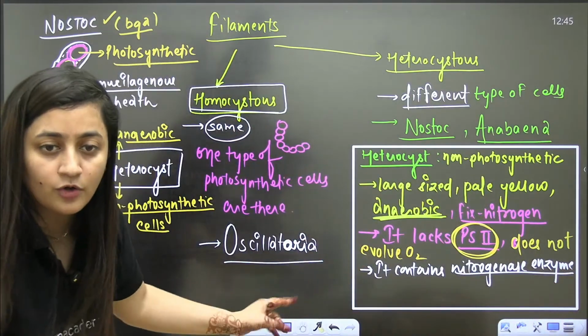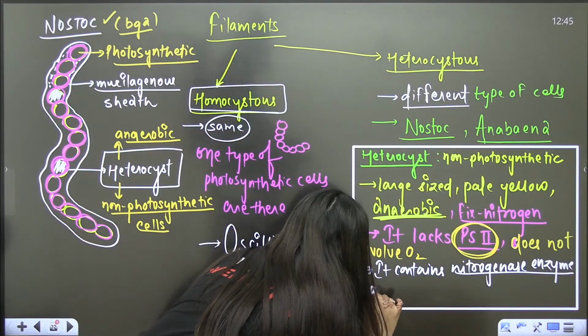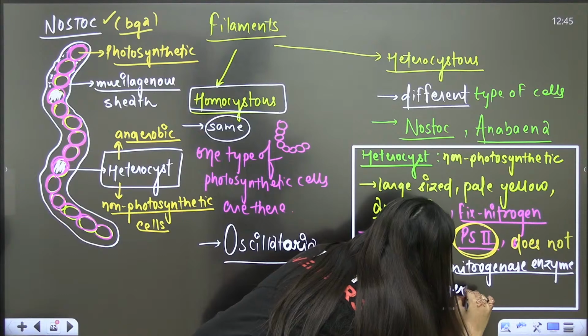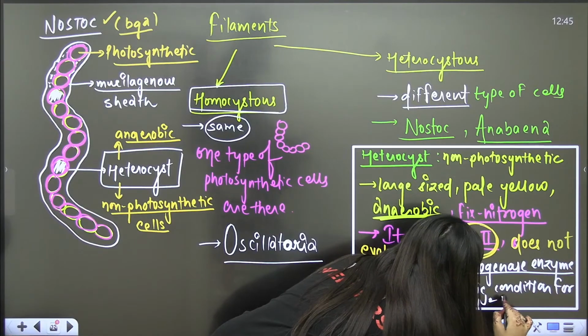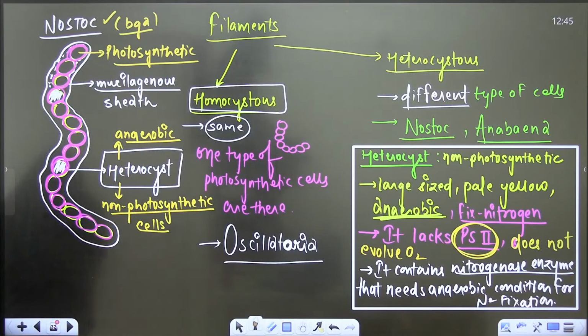Which enzyme is there in these heterocysts? Nitrogenase. It contains the nitrogenase enzyme that needs anaerobic conditions for fixation of nitrogen. So that is why it doesn't contain oxygen. It is anaerobic. Understood? So that is the role of the cyanobacteria, and it is the first organism to evolve oxygenic photosynthesis. Understood?